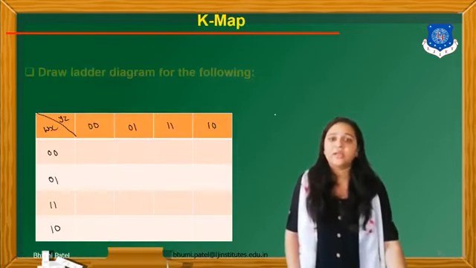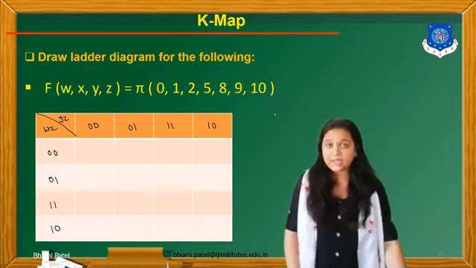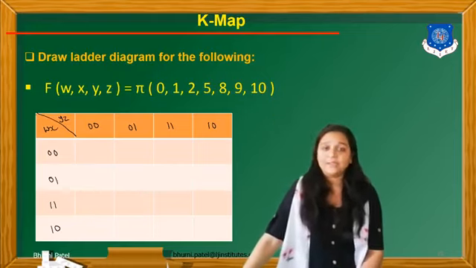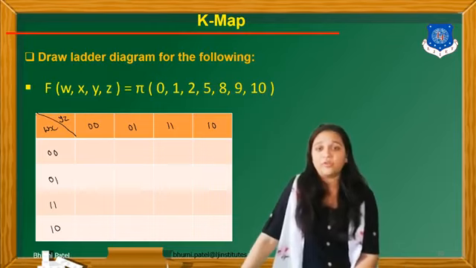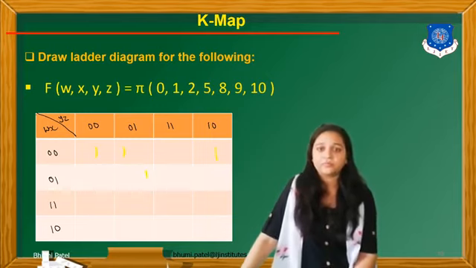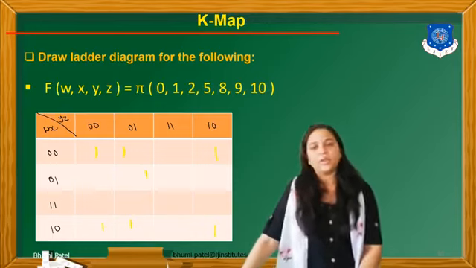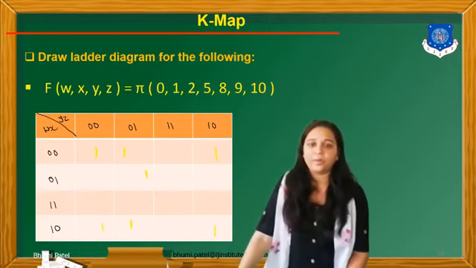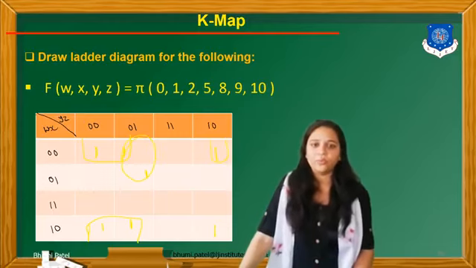Now next example is draw the ladder logic diagram for the following. Here the pi is given. Okay, so first of all we have to write the position of the 1. So at the 0, 1, 2, 3, 4, 5, 6, 7, 8, 9, 10, 11. Okay, that's it. So first of all we have to make the pair this 4, 1, the upper 2 and the lower 1. Okay, next we have to make the pair this 2, 1 and this 2, 1.